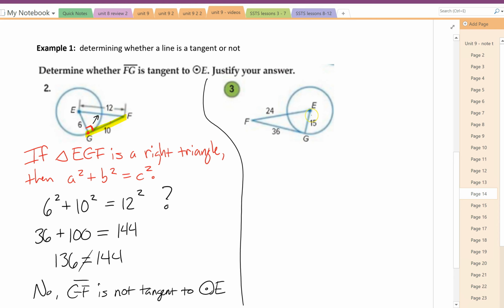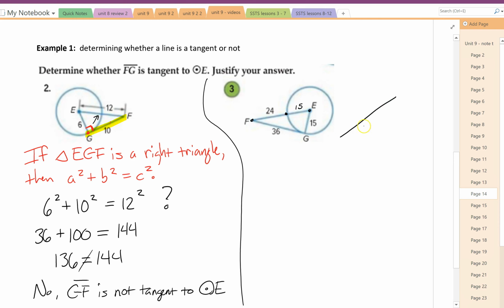Same thing over here on number 3. Except now I only have part of the hypotenuse, right? This just tells me that from here to here is 24. This part right here, I don't know right at the beginning, but it does tell me what the radius is, and it's 15, so I just need to put a 15 right here, because from E to this point is another radius in the circle.